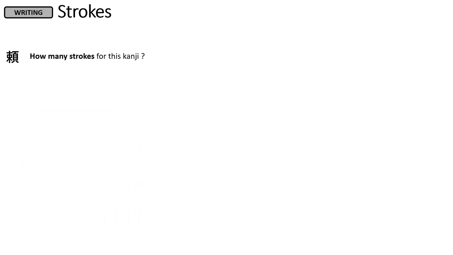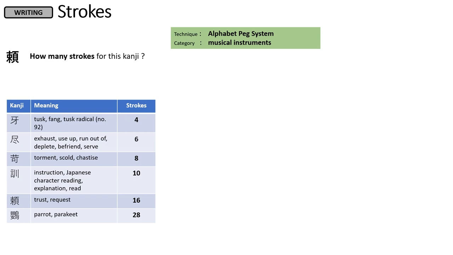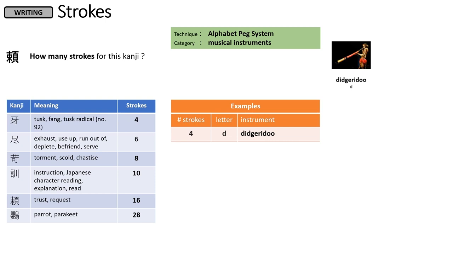Now the strokes. The question: how many strokes for this kanji? We'll use the alphabet peg system method based on musical instruments. For instance, when a kanji has 4 strokes, we will select an instrument starting with the 4th letter of the alphabet, the letter D. In my code, this is the didgeridoo.